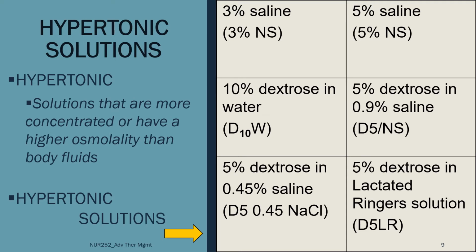Hypertonic solutions must be administered slowly and with caution. They have the potential to cause fluid volume overload and pulmonary edema. It's used for the treatment of symptomatic hyponatremia, so we would give them 3% normal saline. In addition, these solutions provide some caloric intake.